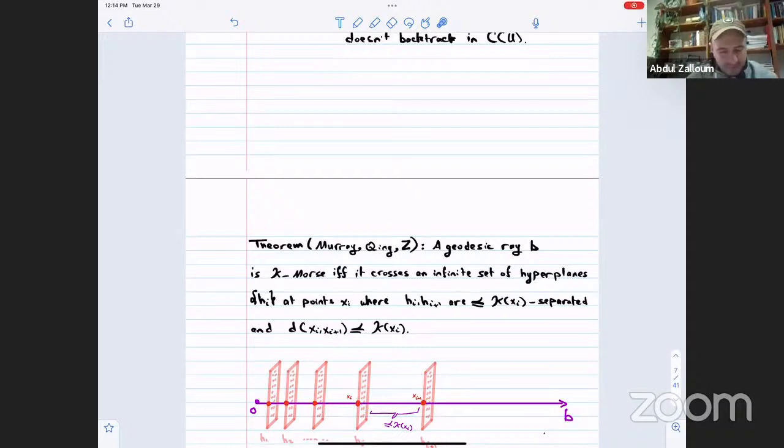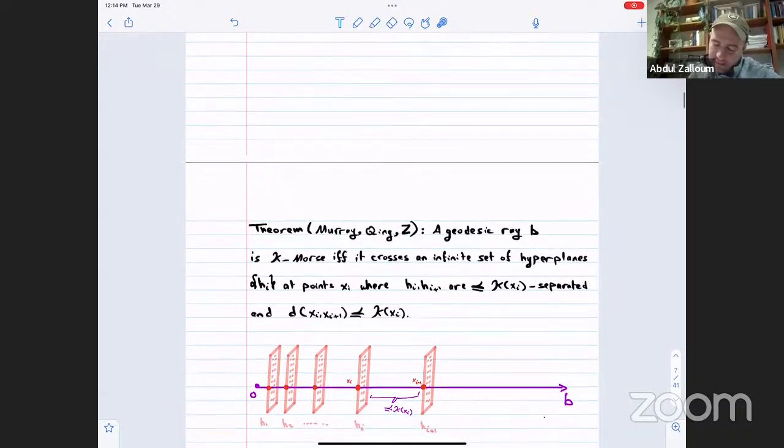So let's think about this for a second and try to parse it. Being kappa Morse just means you cross an infinite sequence of special hyperplanes, and you cross them at a sublinear rate, so this distance grows like kappa. And the number of hyperplanes that's allowed to meet two consecutive ones also grows like kappa. All right, so that's the idea.